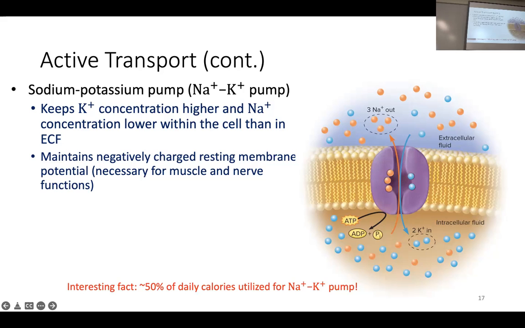Setting this up is what allows our nerves to fire. It's what allows our muscles to contract. So it's critical throughout our body to allow us to function.